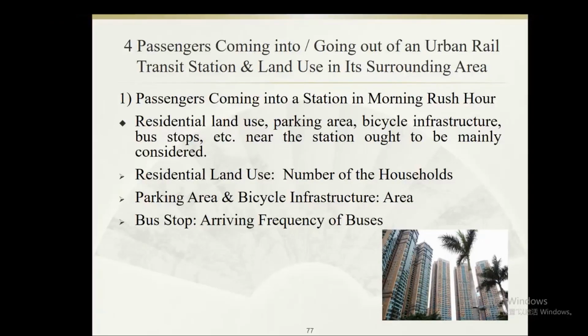Okay, why? People living around will use the railway station every morning to go to work. Very likely. Parking area. Somebody will ride or drive their cars here, park their car or their bicycles here, bicycle infrastructure, and then transfer to railway. Bus stops. Maybe somebody or many people will take a bus and make an interchange to railway.